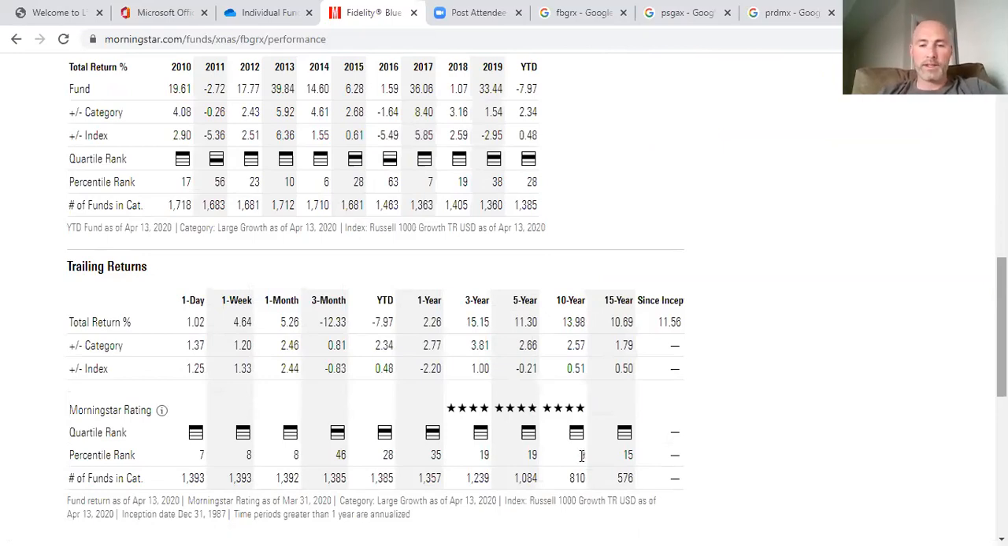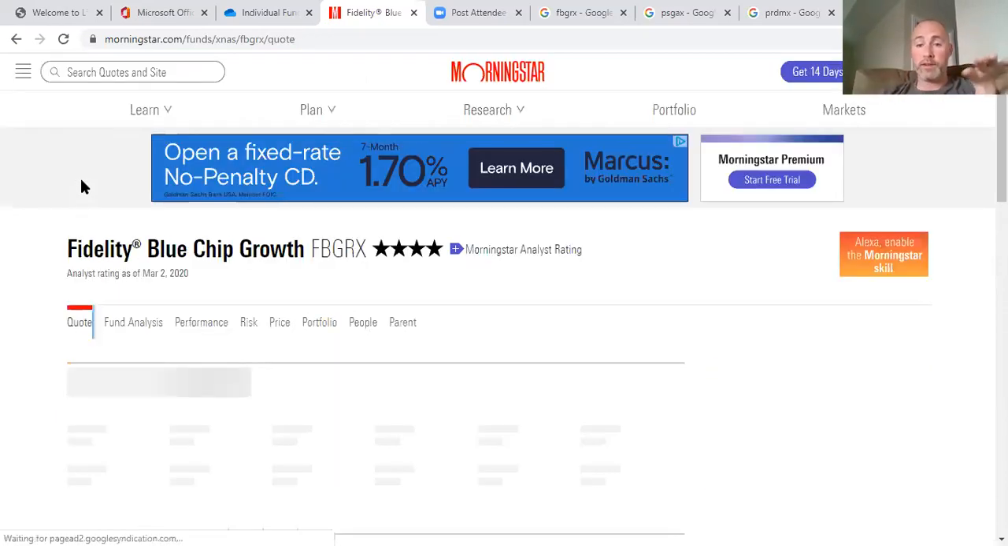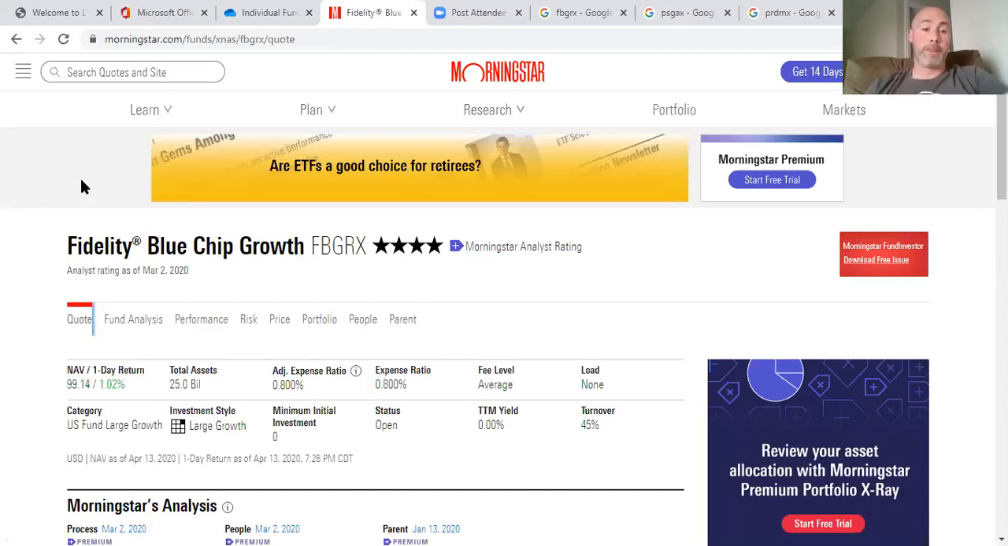And then taking a look, this has performed in the top 9% of all large cap mutual funds, the top 15% of all large cap mutual funds. And I also like to look at the star ratings up there. 4 or 5 stars is obviously really good, okay? So now that we've looked at 4 different mutual funds on Morningstar, here's your assignments, okay?